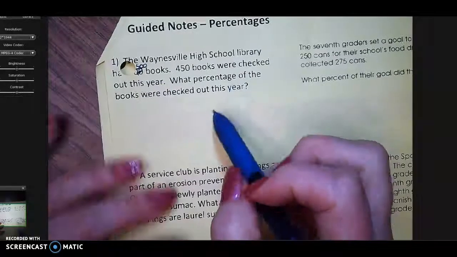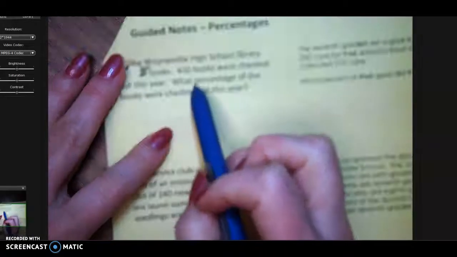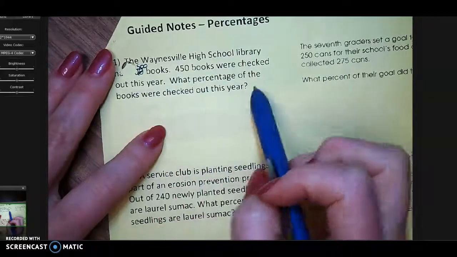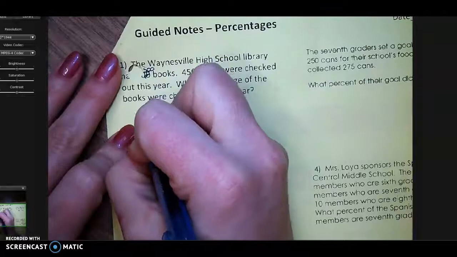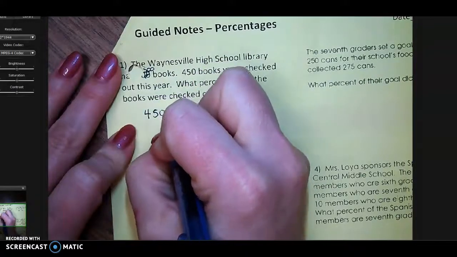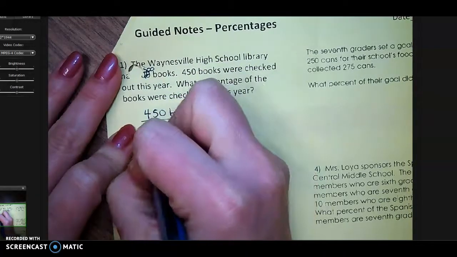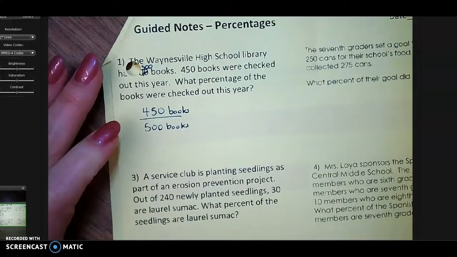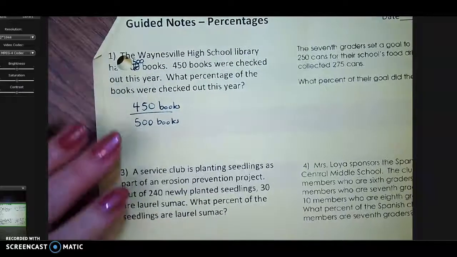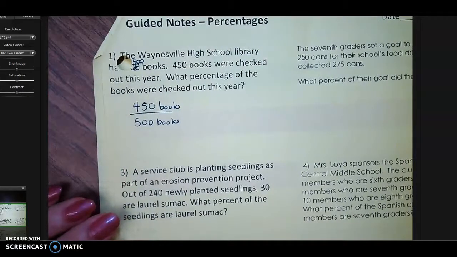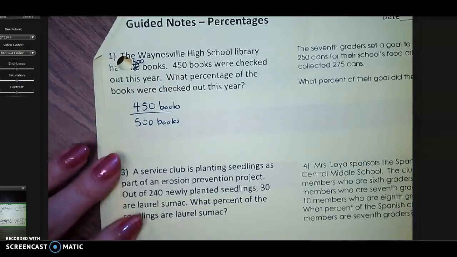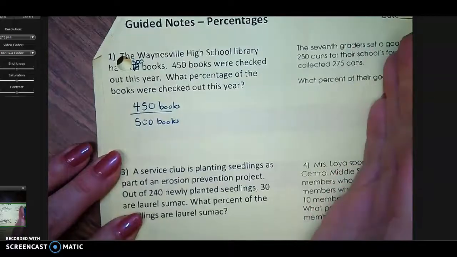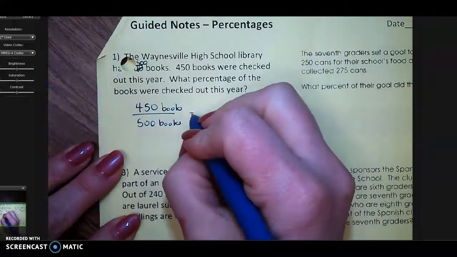So when I'm talking about the Waynesville High School Library, it has 500 books, and 450 books were checked out this year. What percentage of the books were checked out this year? So that would be 450 books out of the 500 books. Now you notice 450 is really close to 500. So almost all of the books were checked out. So if almost all of the books were checked out, our percentage should be pretty close to 100%.